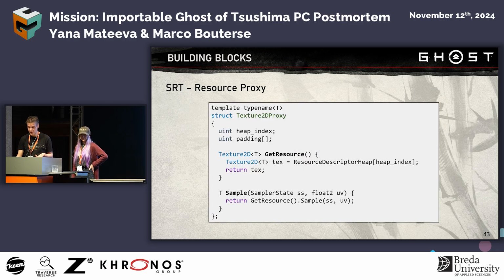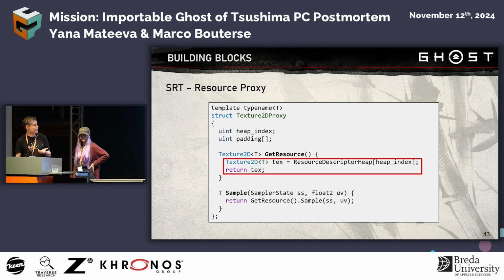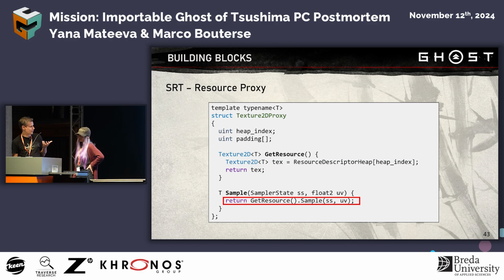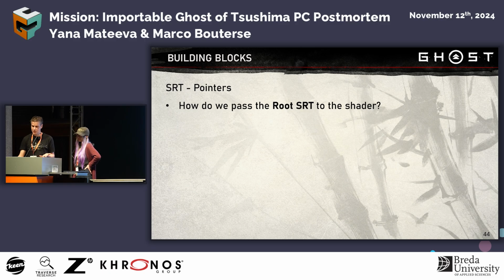So here's an example of our texture proxy. We store the heap index with some padding to make the struct the same size as the PlayStation one. We have the main function that gets the resource from the heap and casts it to the right type. And then we have all the original interface that just passes on the function to the original resource. So how do we get the root SRT to the shader?